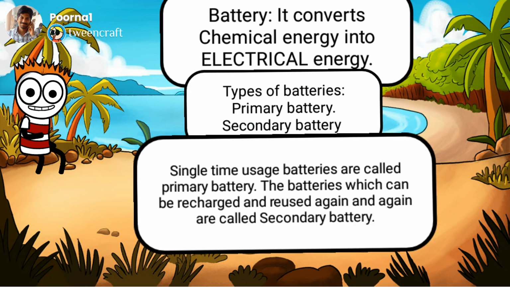Battery is an electrochemical device which converts chemical energy into electrical energy. There are 2 types of batteries: primary battery and secondary battery. Single time usage batteries are called primary batteries. The batteries which can be recharged and reused again and again are called secondary batteries.